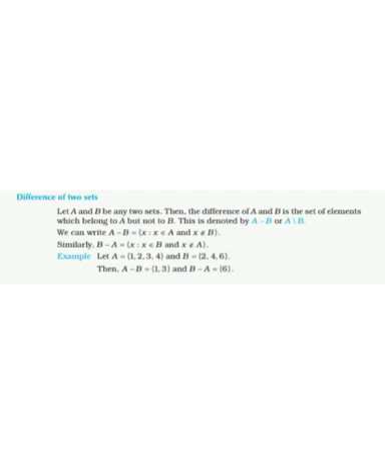Similarly, B minus A means all elements belonging to B but not in A. This is the procedure of difference of a set. We can write A minus B is equal to the set of X such that X belongs to A but X does not belong to B. This is the definition. Similarly, B minus A means the elements that belong to B but do not belong to A.